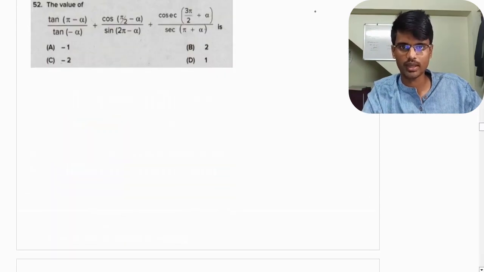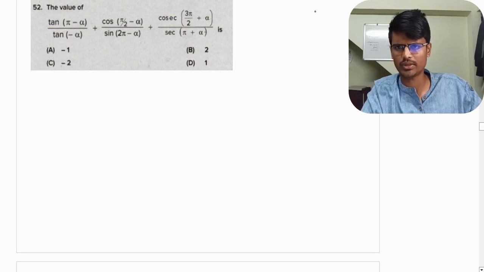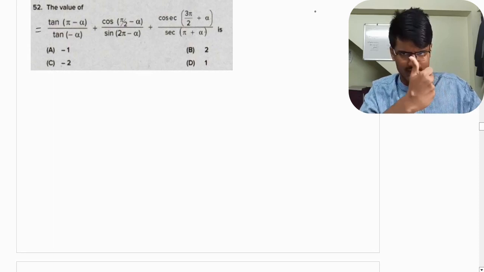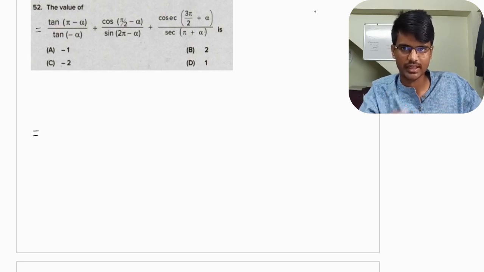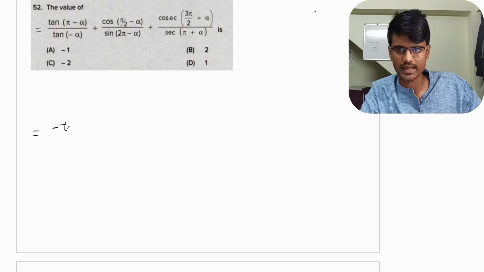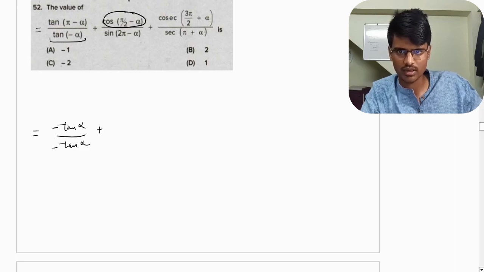Moving on. This is a slightly lengthier question, but it is an easy question. Let's solve. What is tan of pi minus alpha? We are in the second quadrant, so minus tan alpha. Tan of minus alpha is minus tan alpha, plus cos of pi by 2 minus alpha. It is an odd multiple of pi by 2, so I'll just change to sine alpha.